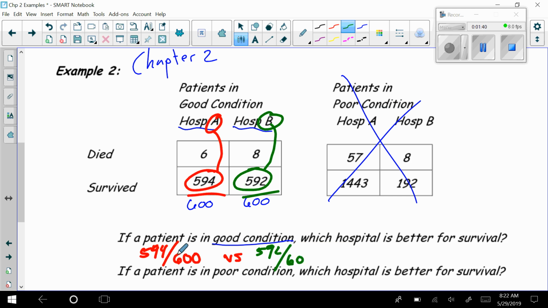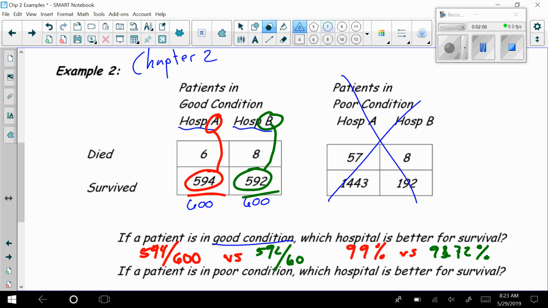Well, clearly this 594 here is just a little bit better, right? If I divide them out, it ends up being about 99% versus 98.72%, which is going to matter, especially if you're one person in here and you have those 600. So which one would be better? Well, clearly the 99 is bigger, so that makes it hospital A. Okay, so that's our first question.